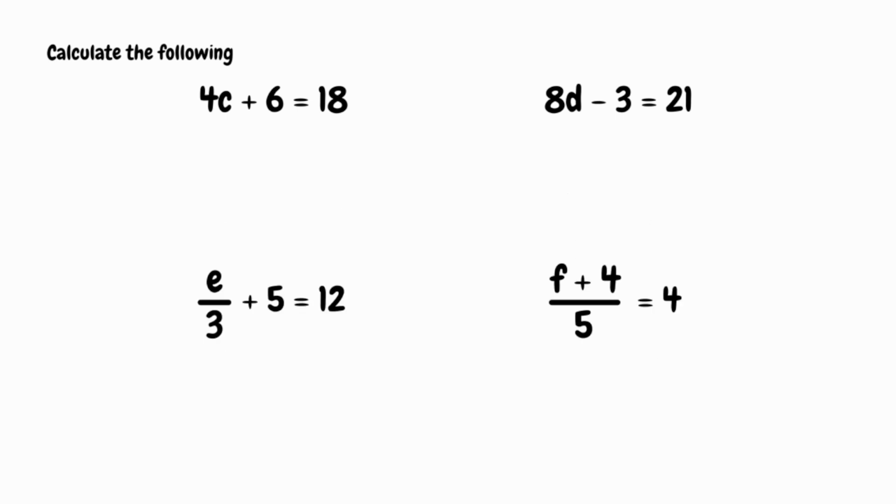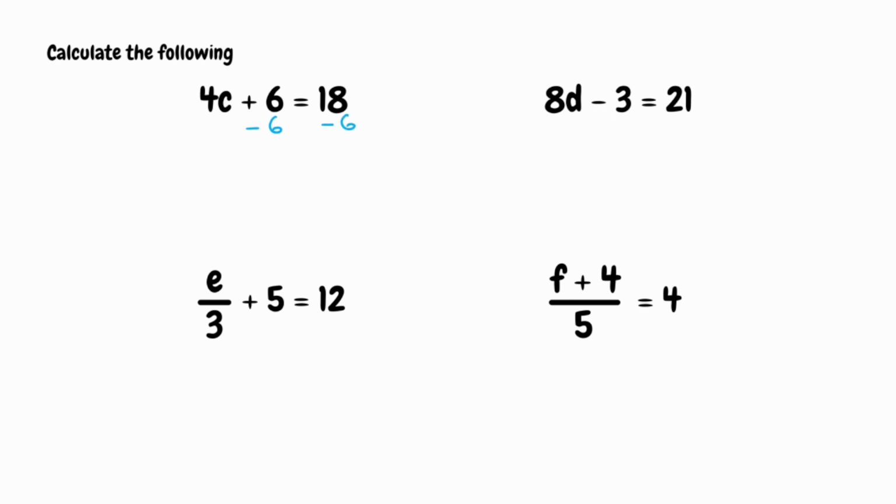Okay, so for this first question, we've got that 4c plus 6 is equal to 18. So we're starting with c, we're multiplying by 4. The last thing we're doing is adding 6, so that's what we're going to get rid of first. So the opposite of plus 6 is to take away 6. So I'm going to do that on the left-hand side, and I'm also going to do that on the right-hand side.